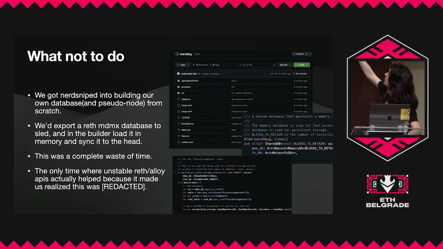So we have this mending repository that's the ETL pipeline. We have the shared DB data structure that was the data structure we were planning to use for our database, which held an in-memory cache and a file system database. And then we had the function to do the ETL. So yeah, yikes.